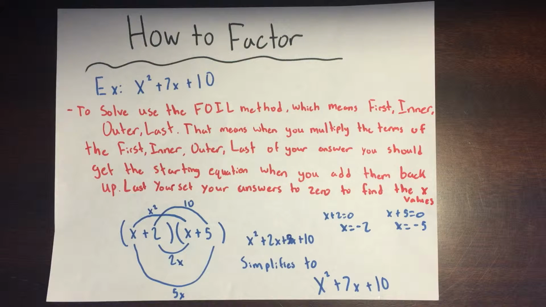The answer to this equation is the quantity of x plus 2 times the quantity of x plus 5. We'll check this using the FOIL method. So x times x equals x squared, 2 times 5 equals 10, 2 times x equals 2x, and x times 5 equals 5x. Then when we add them back up, x squared plus 2x plus 5x plus 10, it simplifies to x squared plus 7x plus 10, which is correct. And to find our x values, we set the answers to 0, so x plus 2 equals 0 and x plus 5 equals 0. And to solve those, we get x equals negative 2 and x equals negative 5.